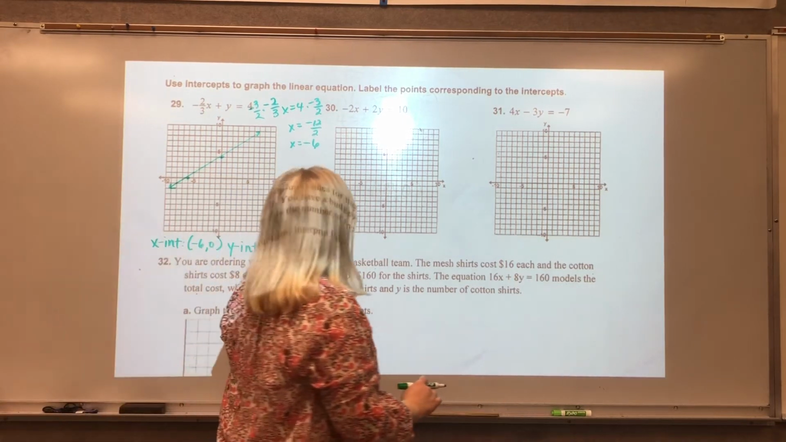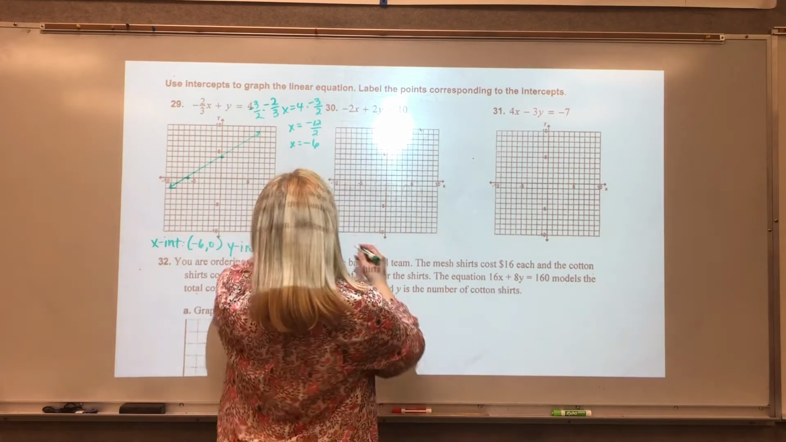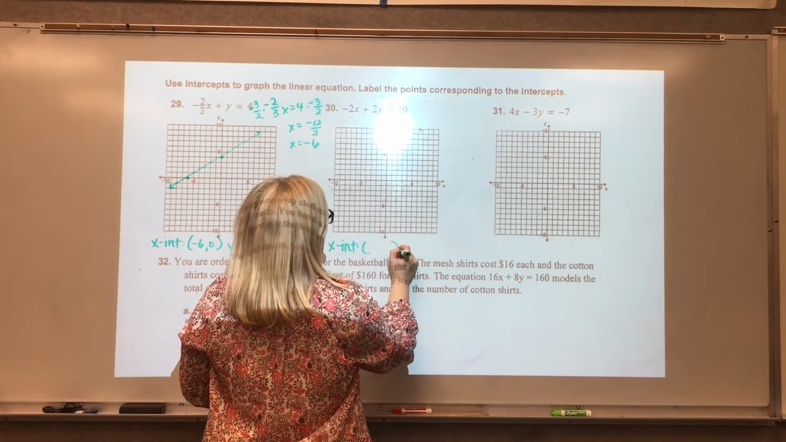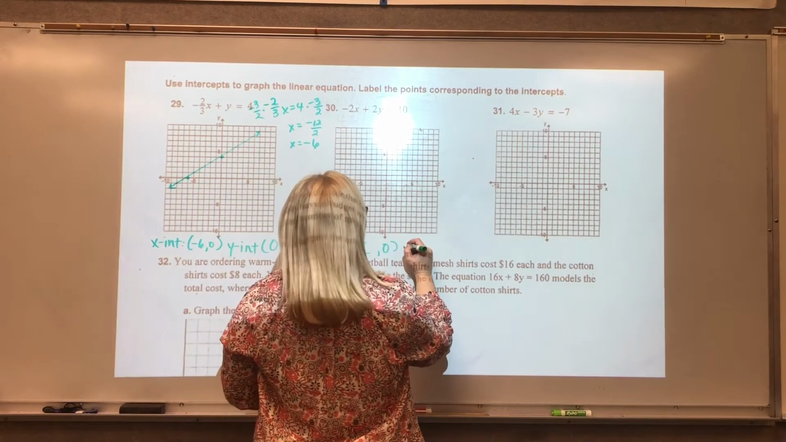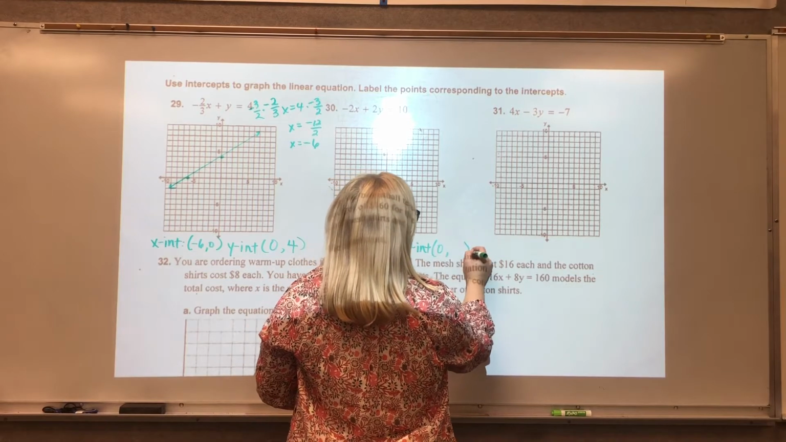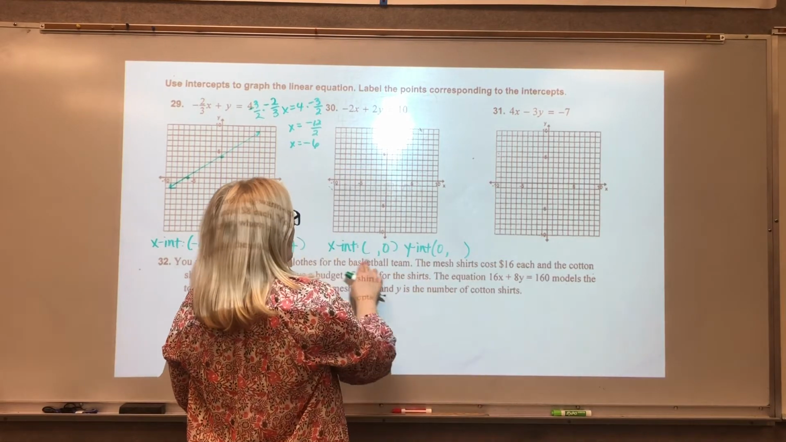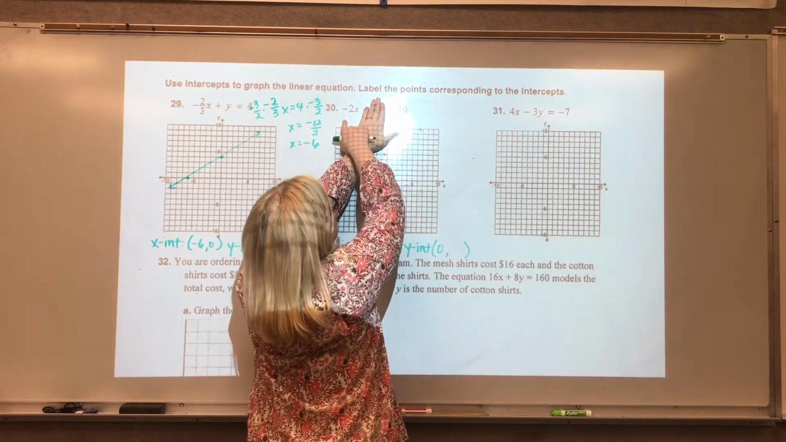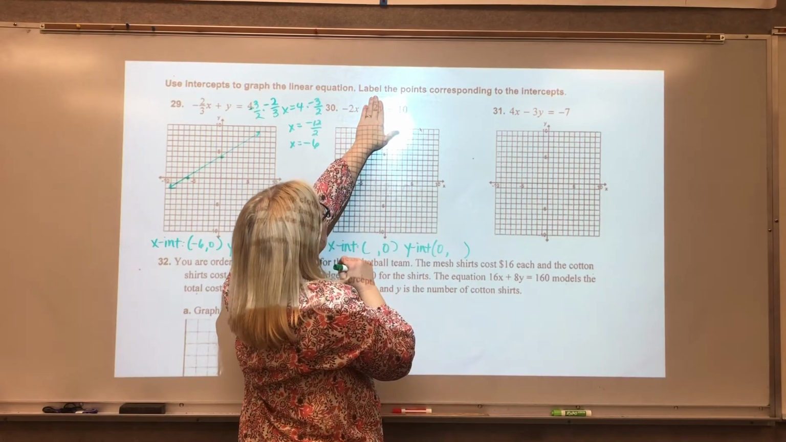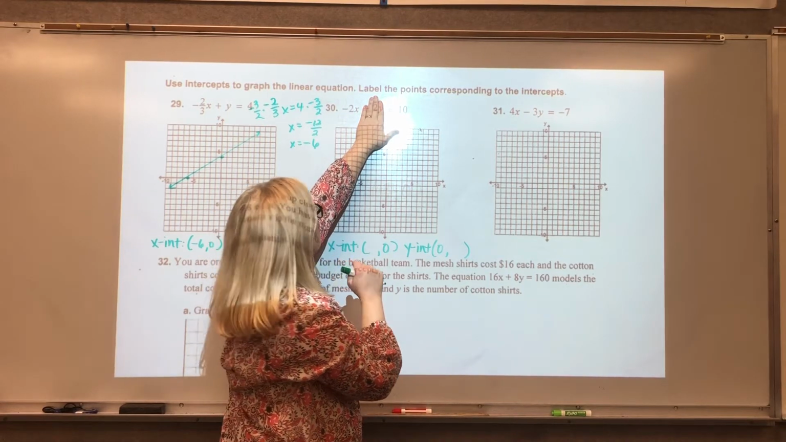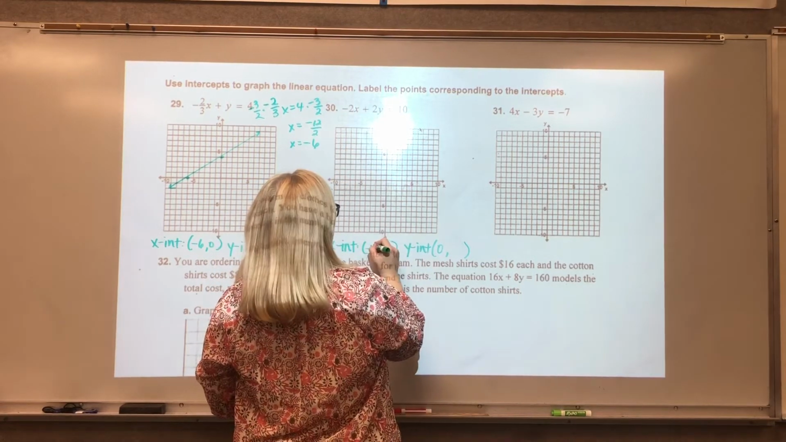Okay, so for this one, my x-intercept, again, is when y is 0. And my y-intercept is when x is 0. So if I'm looking for my x-intercept, I'm going to plug in 0 for y. Negative 2x equals 10. That means x is going to be negative 5. So x is negative 5, 0.